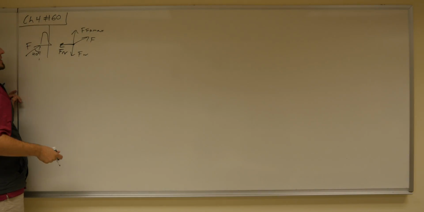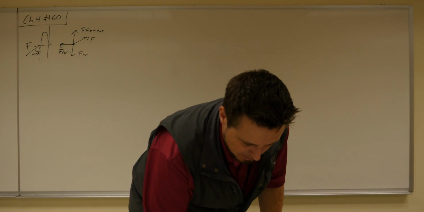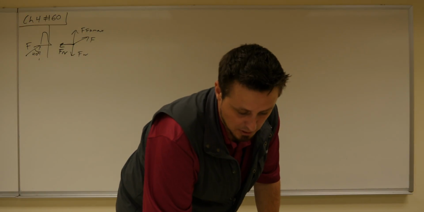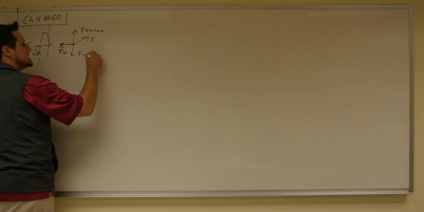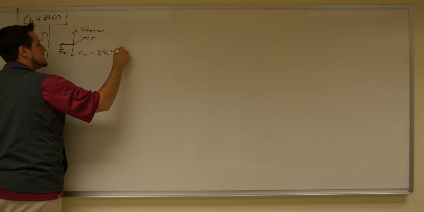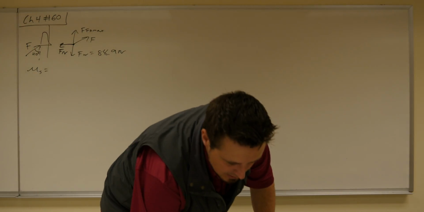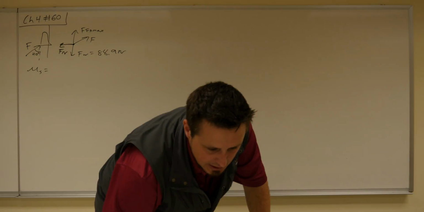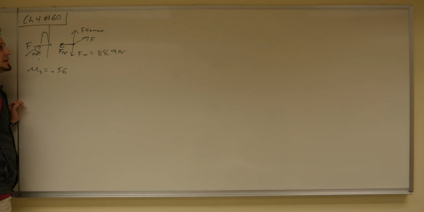Trying to find F, so I'm going to start summing forces. Oh, and they gave me a little bit more information, I think. They told me the weight of the block. The weight of the block is 88.9 newtons. So I know this is 88.9 newtons. And they told me mu sub s, the coefficient of static friction, and that is 0.56.